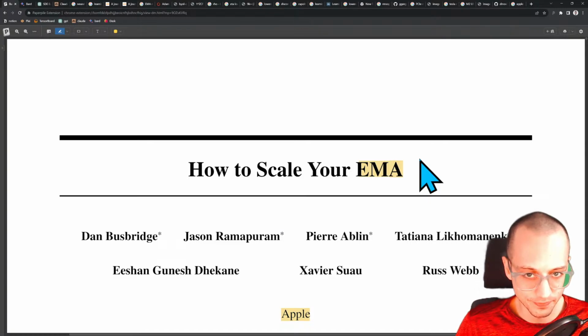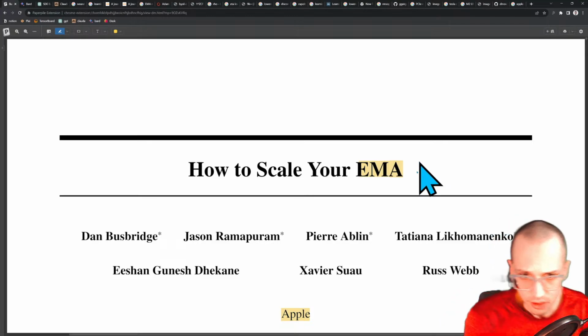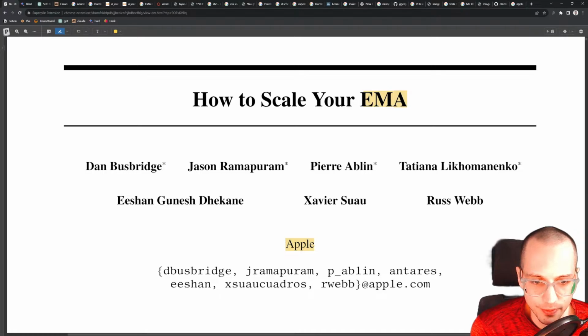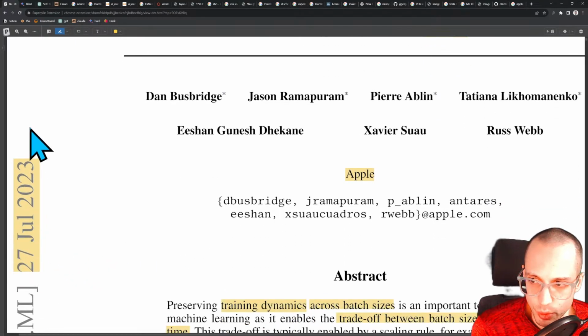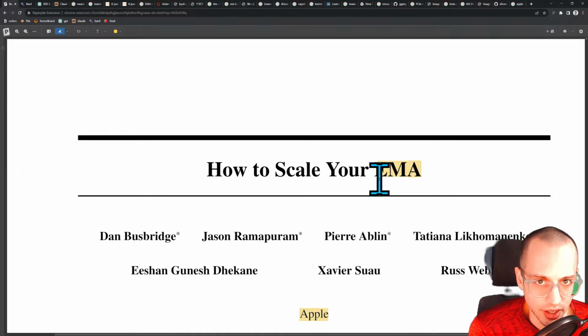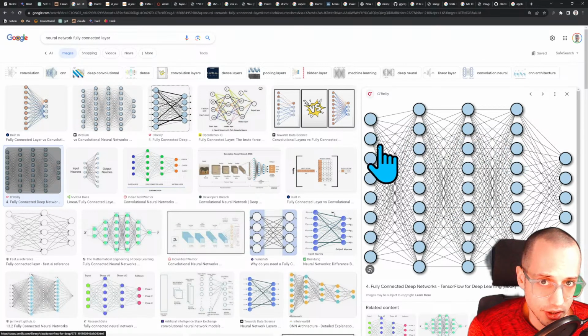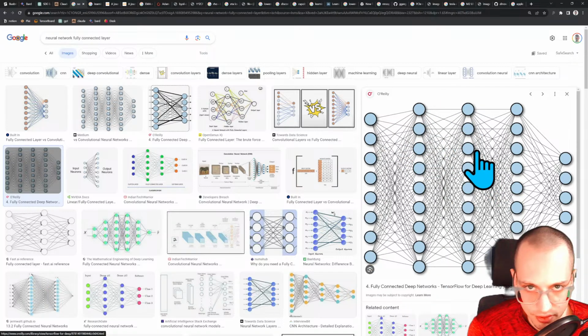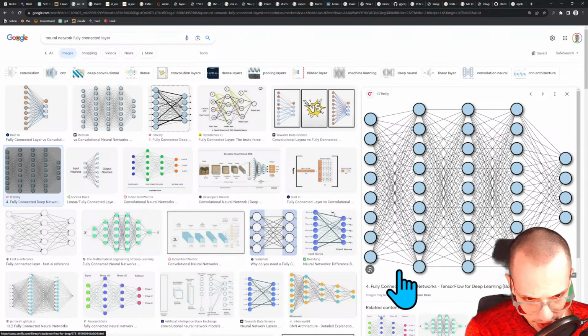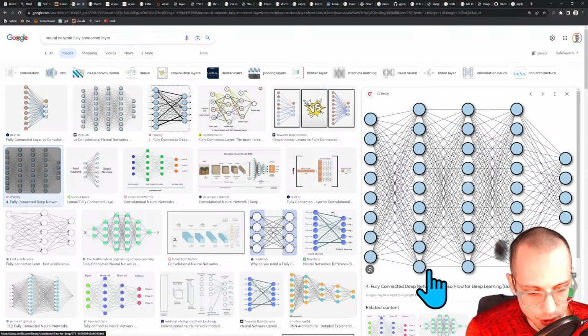Let's summarize this paper. Okay, so today we read How to Scale Your EMA. This is a paper coming out of Apple, and this is a relatively recent work coming in 2023. So this paper talks about exponential moving average, which is whenever you take your neural net, which is just a collection of weights and parameters, something like Llama 70B has 70 billion parameters, and you take the exponential moving average of those parameters during the course of training.